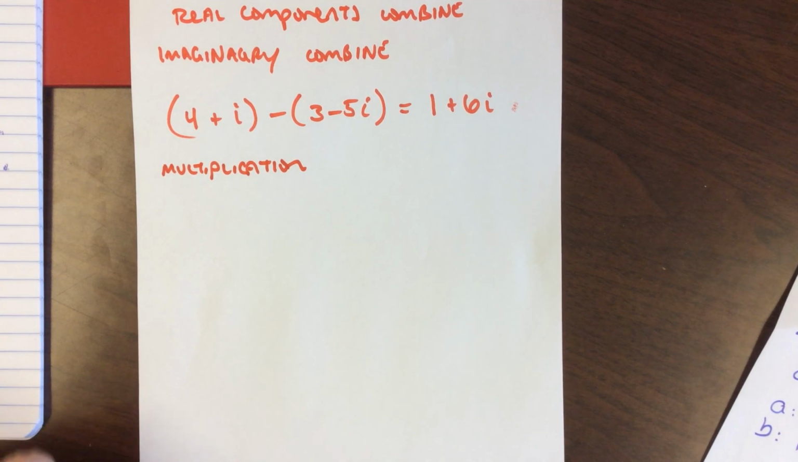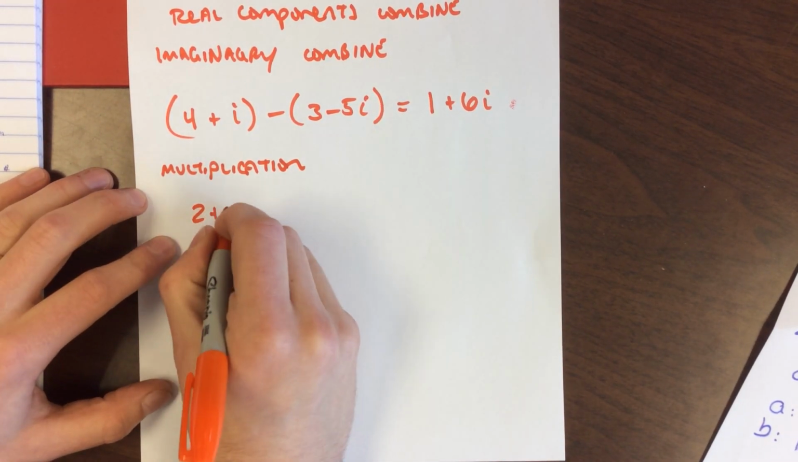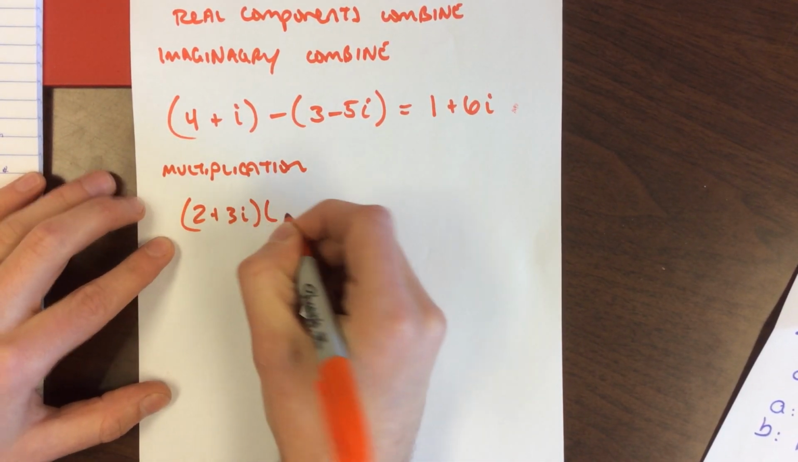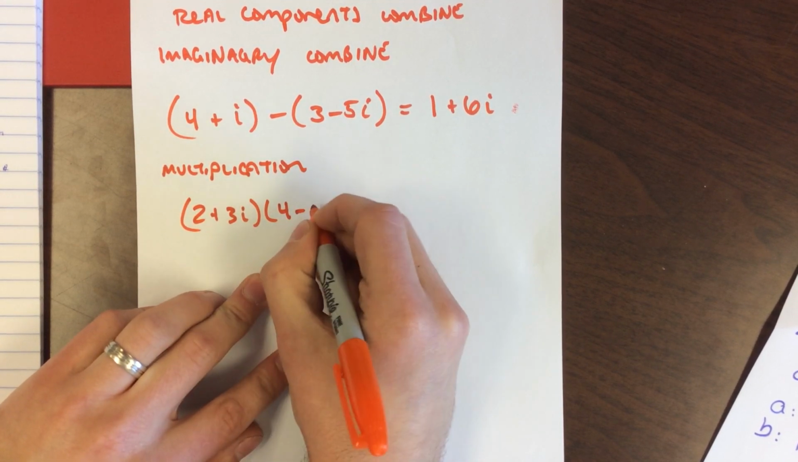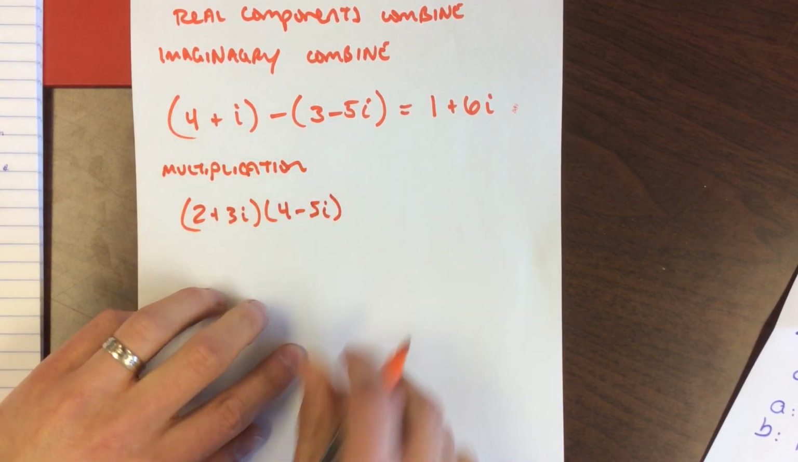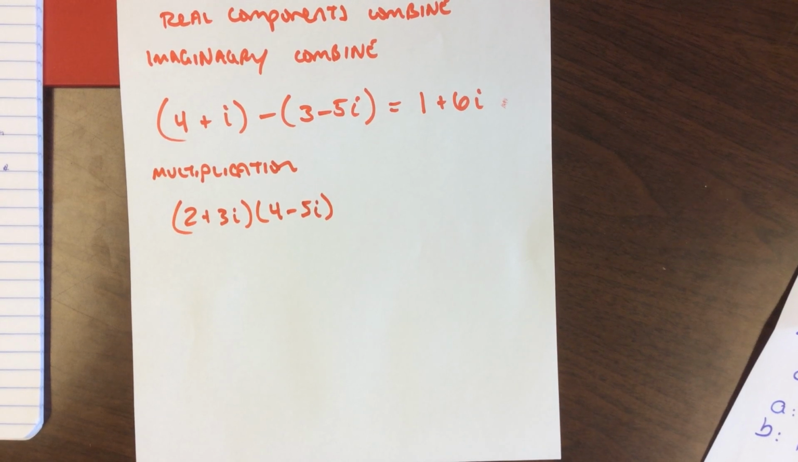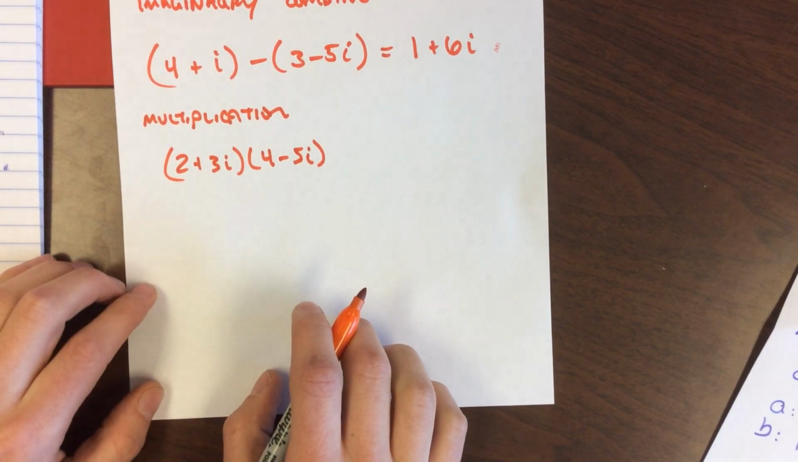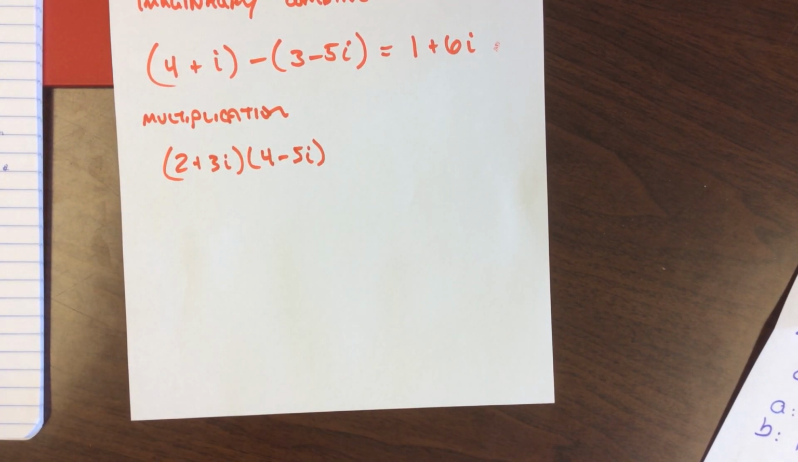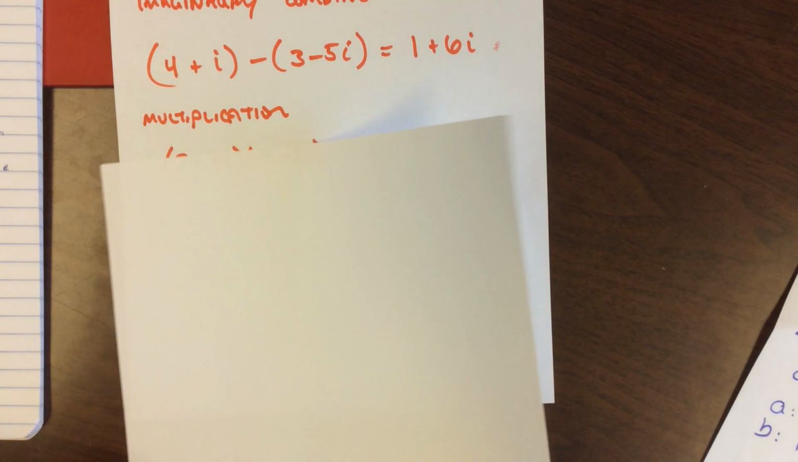Let's do multiplication. 2 plus 3i times 4 minus 5i. Multiplication. 2 times 4 is 8.